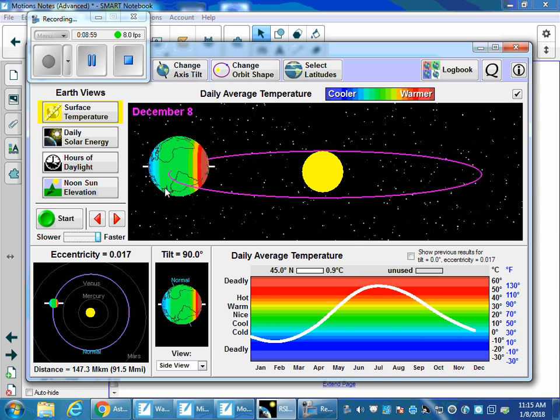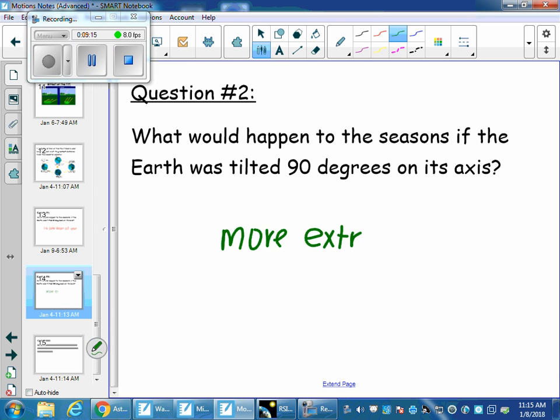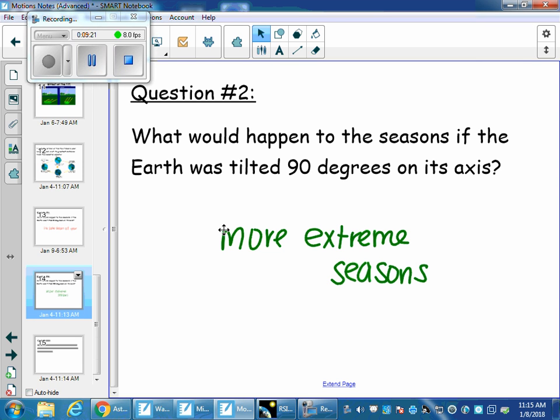So if the Earth was tilted more than its standard 23.5 degrees, it is going to have more extreme seasons. If it was tilted more, we would get more extreme seasons. It would be hotter in the summer, and it would be colder in the winter. More extreme seasons.